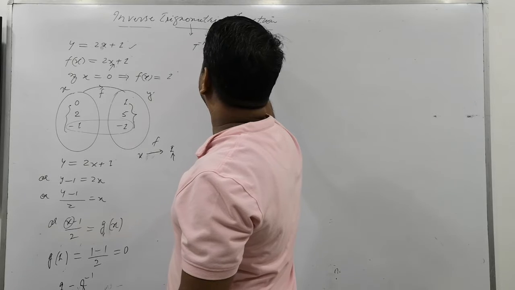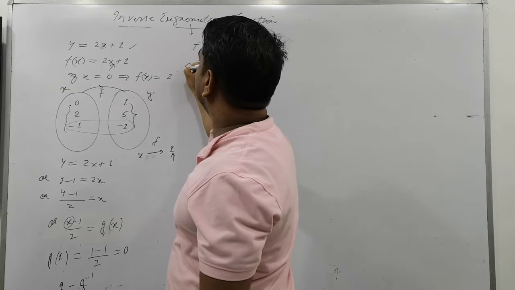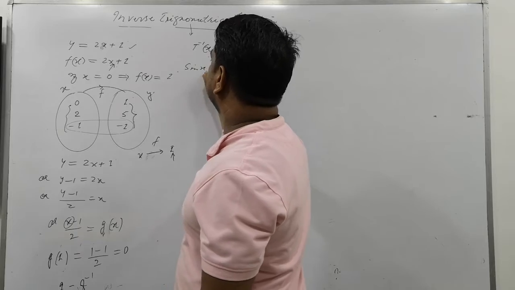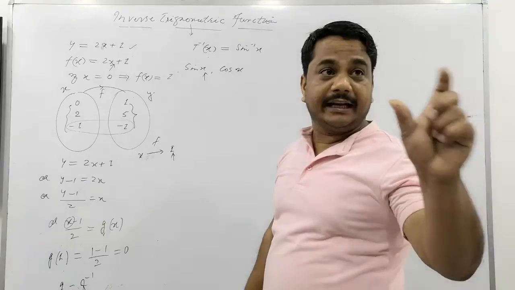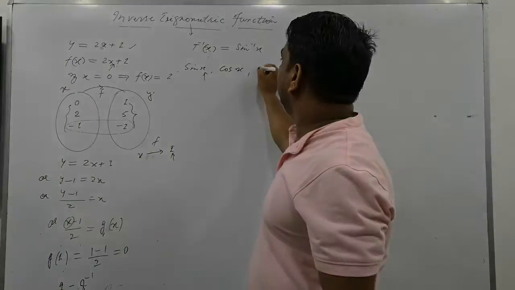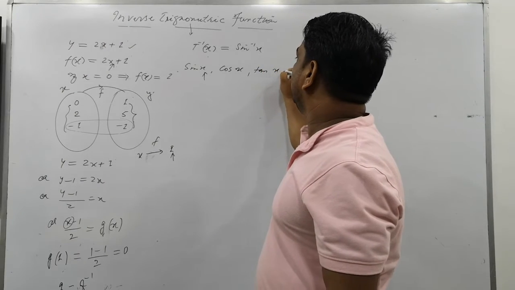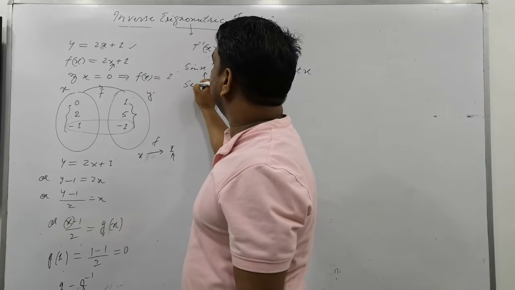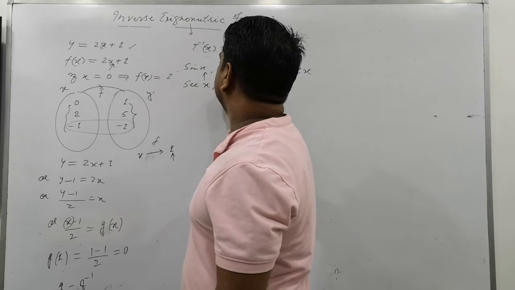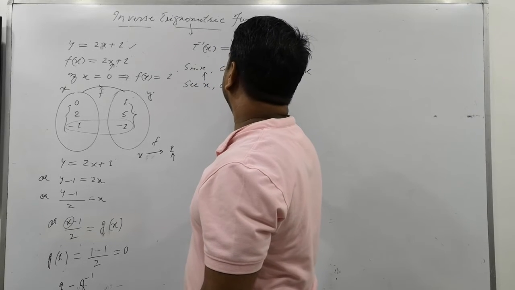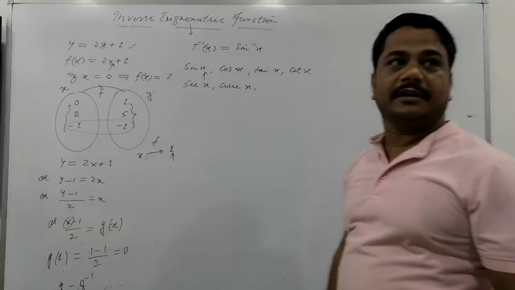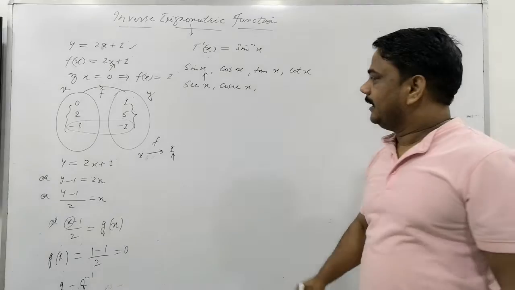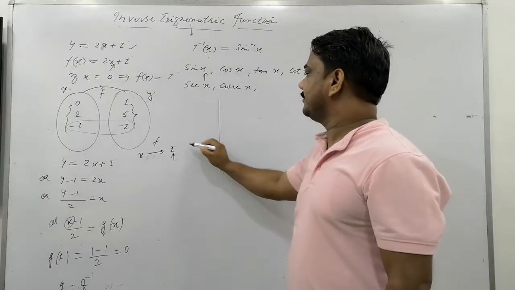The trigonometrical functions are sine of x, cos of x, where x is the domain, please remember. The names of the functions are sine, cos, tan, cotangent, sec, and cosec. Is that clear? How many functions are there altogether? Six trigonometrical functions. And you should also know the graphical representation.